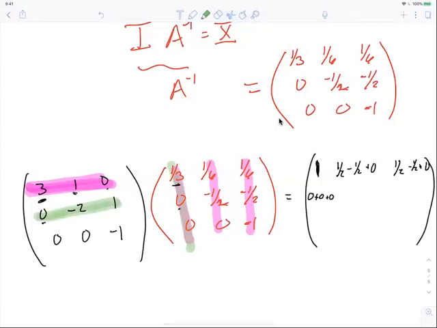Then we go to the next column. What we have 0 minus 2 times minus 1/2 is plus 1. Plus 1 times 0. So that's good. We're going to the last column. We get 0, plus 1, and minus 1.